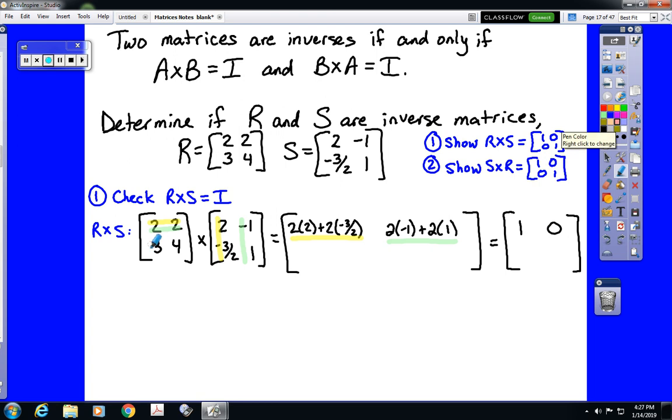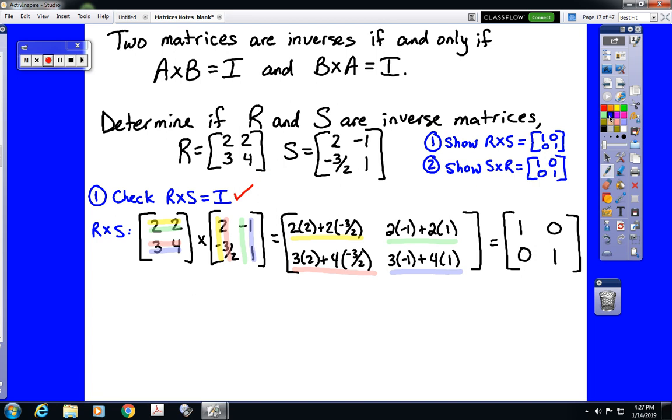So now we're going to go down to row 2. We're going to do row 2 times column 1. So that would be 3 times 2 plus 4 times negative 3 halves. And again, that has to equal 0, which would be 6 minus 6, which would be 0. So we would continue. And we would show that row 2 times column 2 was equal to 1. So that's 3 times negative 1 plus 4 times 1. That's negative 3 plus 4, which is 1. So at this point, we have absolutely shown, without a doubt, that R times S is equal to I.